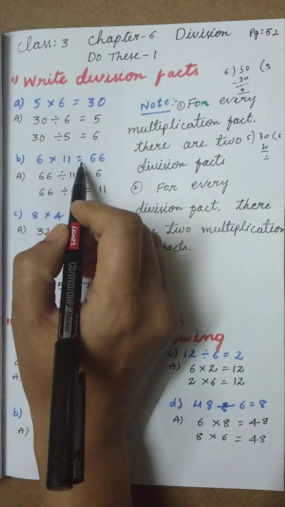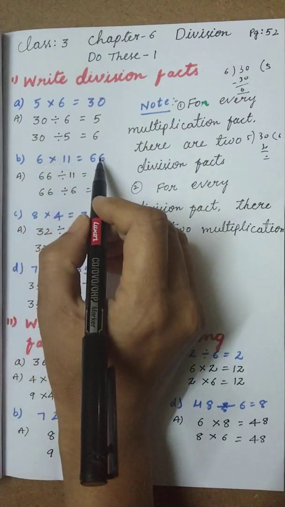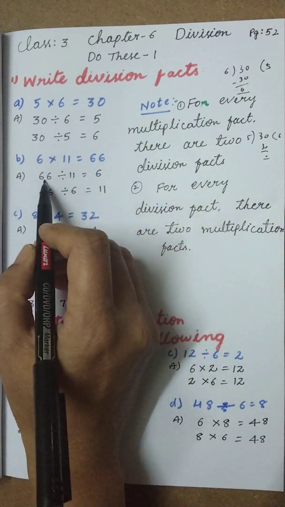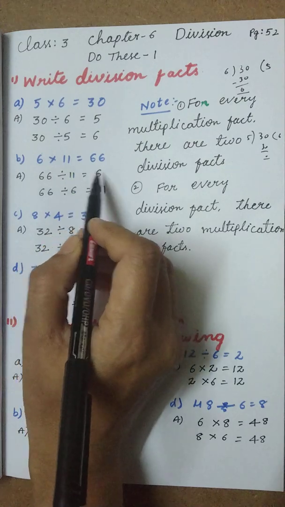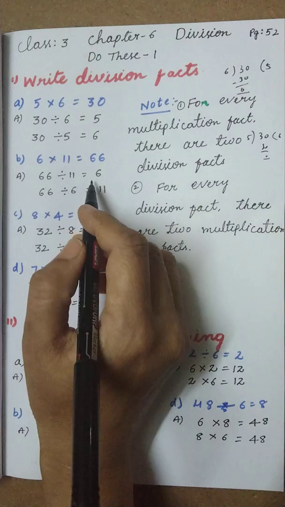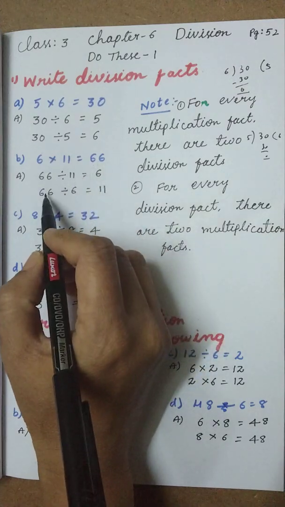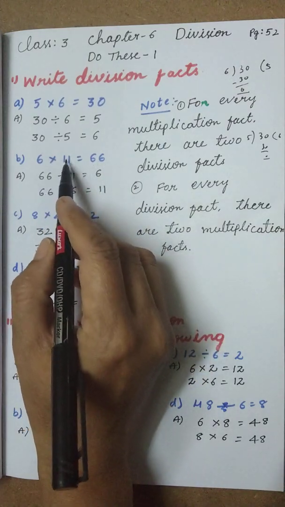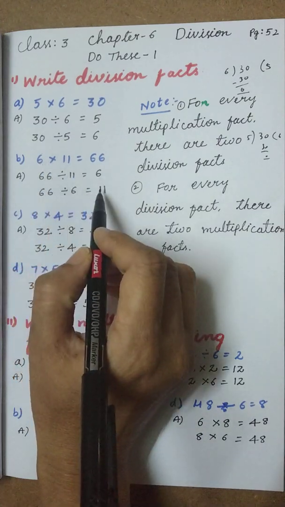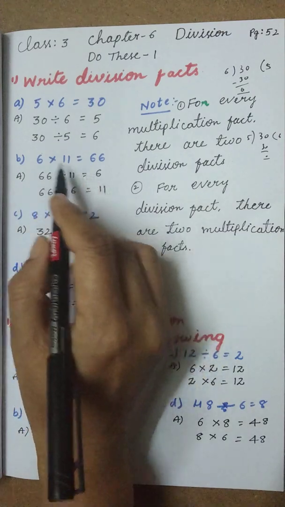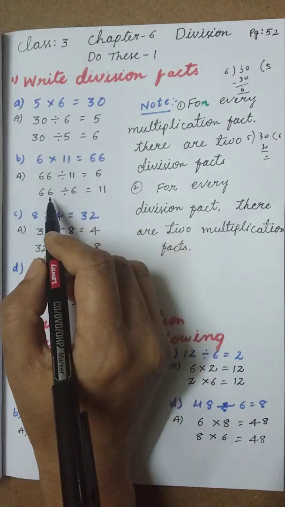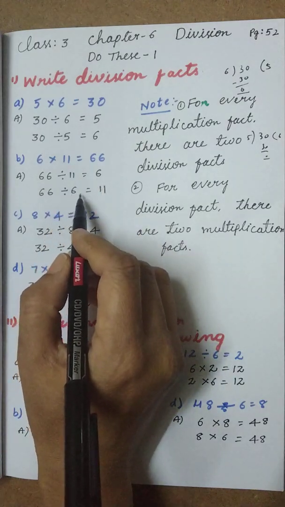Same as next question. Next question is 6 into 11 equal to 66. For this multiplication fact, we have to write the division facts. Okay. 66 first I have written here, divided by 11 equal to 6. 11 sixes are 66 only, no. That's why we are getting the 6 here. Okay. Next one, for same, we have to take the 66 divided by, first I have divided with the 11, we are getting 6. After that I have divided with the 6, we are getting 11. Okay. How many division facts are there for this multiplication fact? 2 are there. That is 66 divided by 11 equal to 6. And the next one is 66 divided by 6 equal to 11.